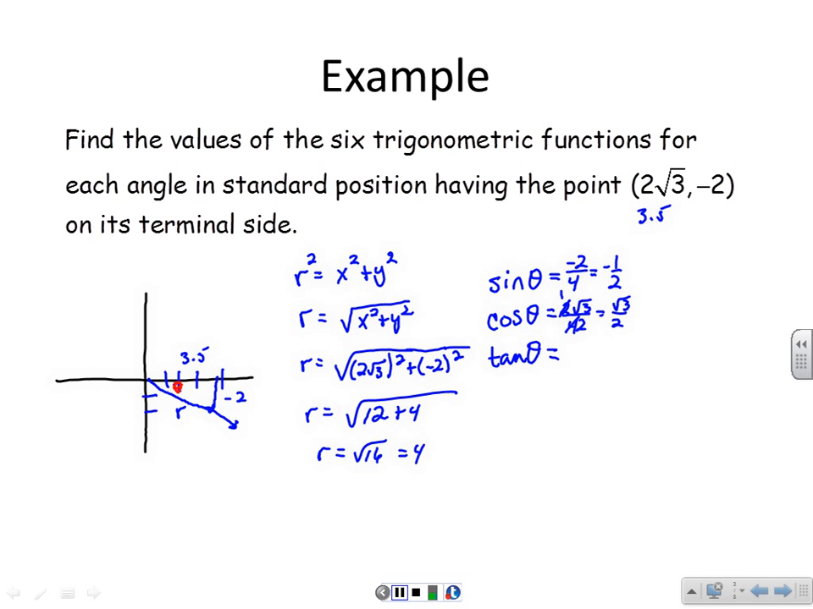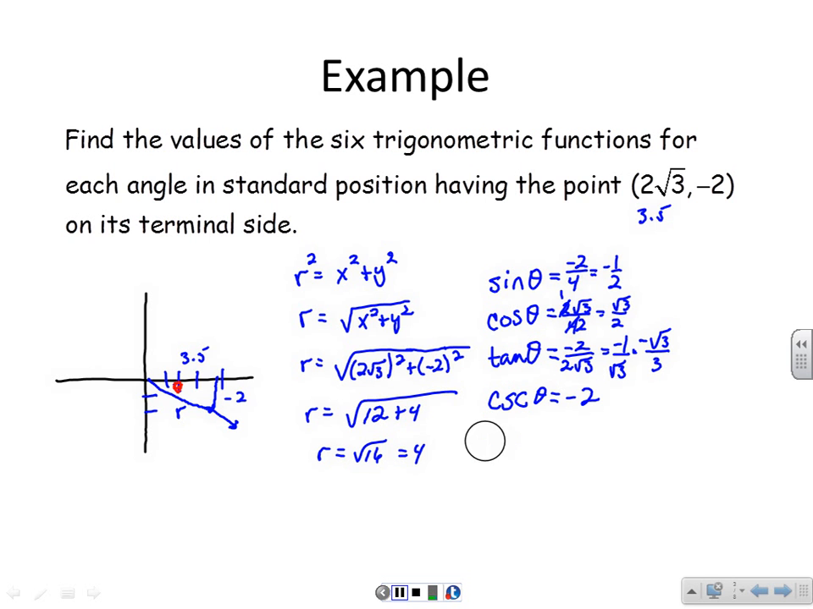Tangent theta is going to be y over x, so we'll have negative 2 over 2 radical 3, which is negative 1 over radical 3, and we do need to rationalize that. So we get negative radical 3 over 3. Now we need to find the reciprocals. Cosecant theta is going to be the reciprocal of sine, so that's negative 2 over 1, or simply negative 2.